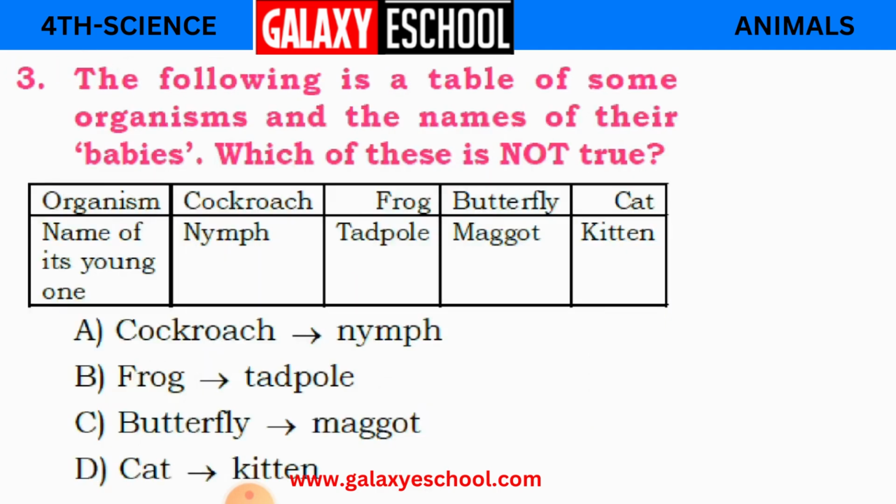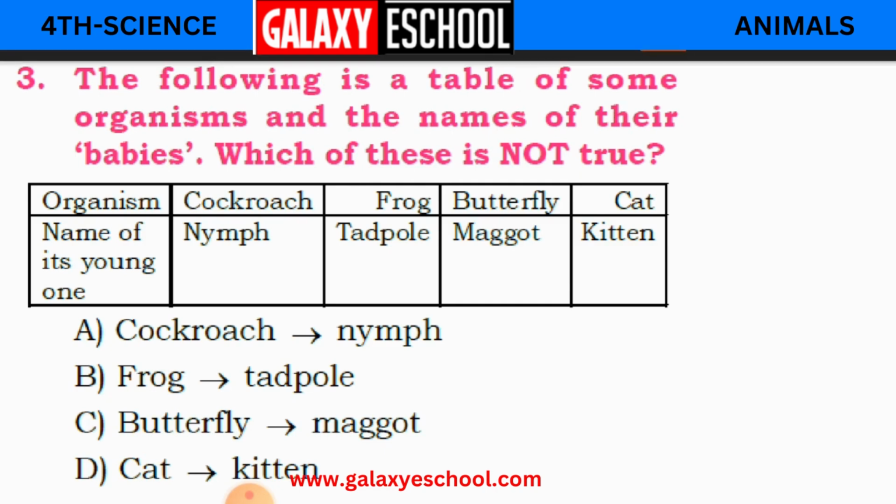The following is a table of some organisms and the names of their babies. Which of these is not true? Here we have the name of the organism and the names of the babies. We have to identify which one does not match, that is, which is not true. If you see here, cockroach is for nymph. Frog is for tadpole. Butterfly is for maggot. Cat is for kitten. So from this, which is the wrong option?